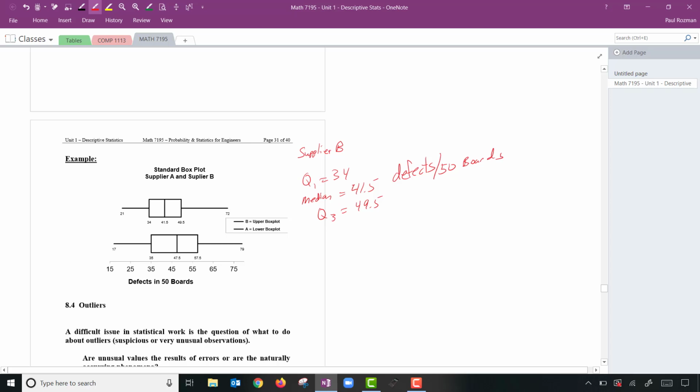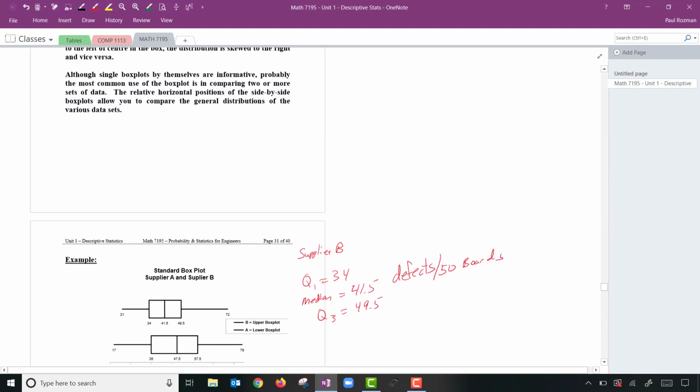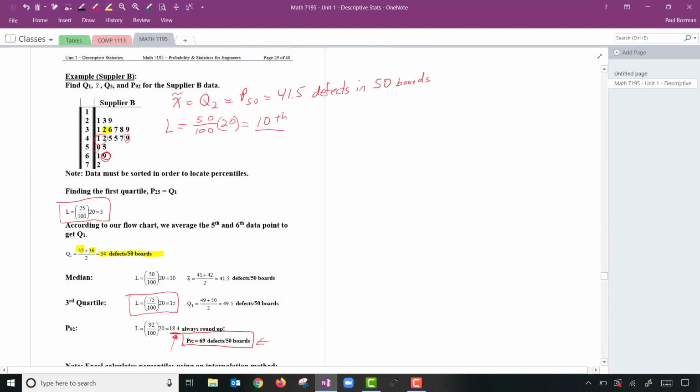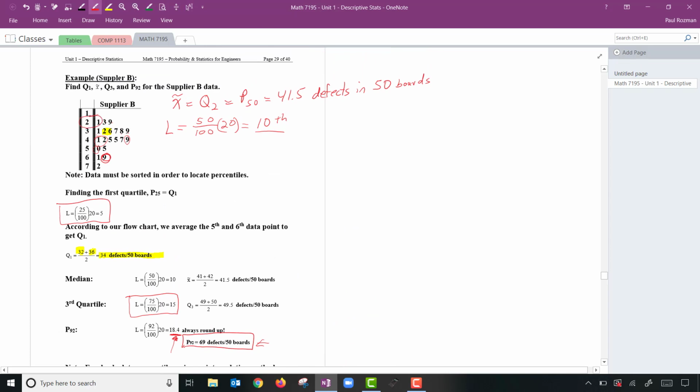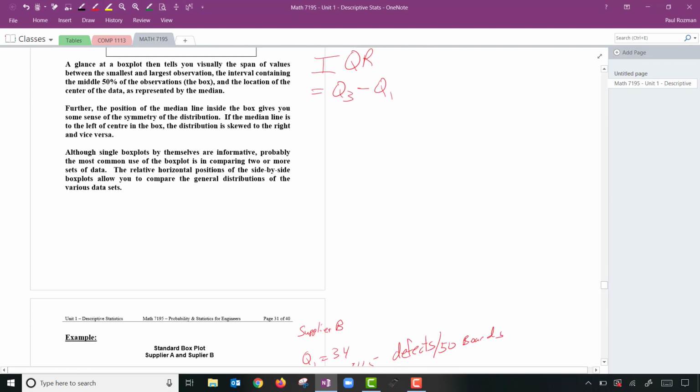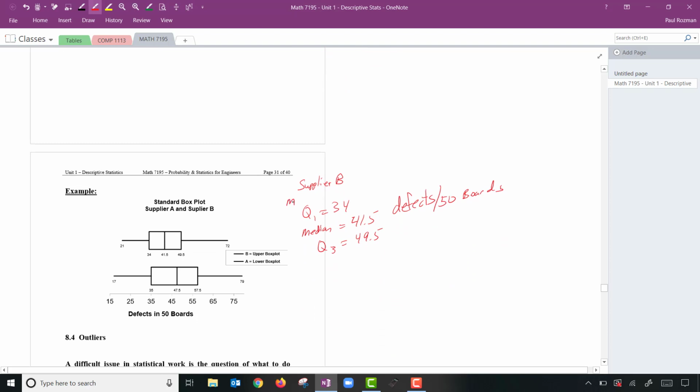We could go ahead as an exercise. I leave it to the reader to determine the quartiles for supplier A, and hopefully you will match these numbers here. The min and max could easily be found for those data sets as well. For supplier B, if we went back to our example, we can quickly find our minimum was 21 and our maximum was 72. So we can see that on this plot here. The min was 21 and the max was 72.